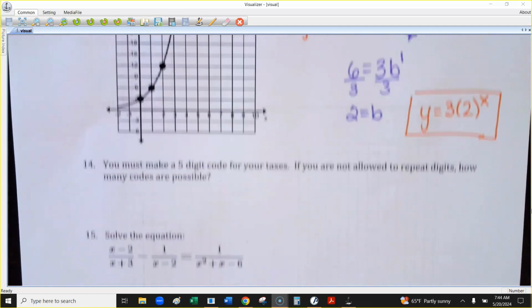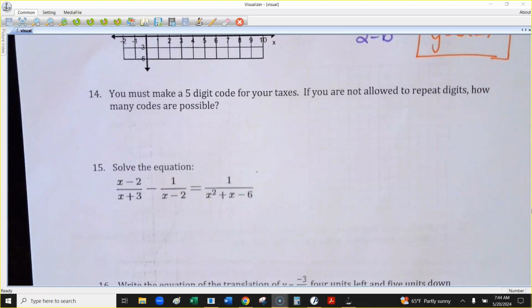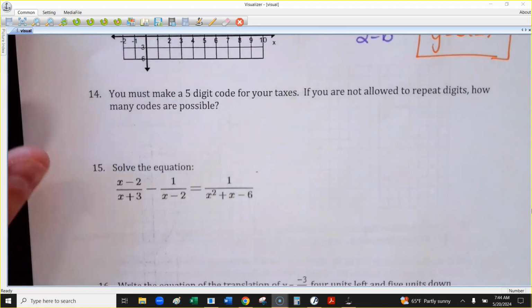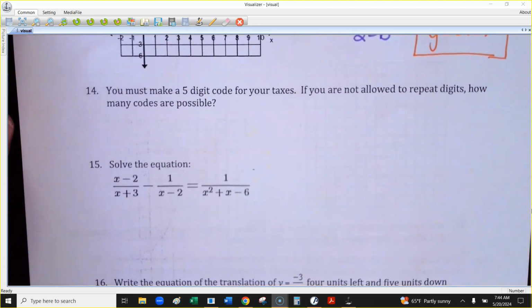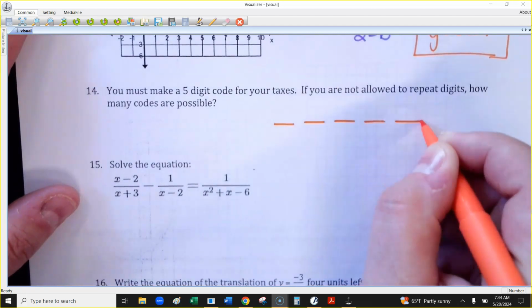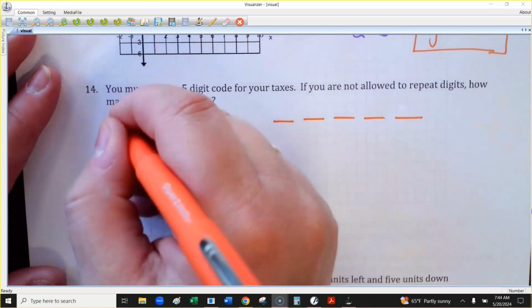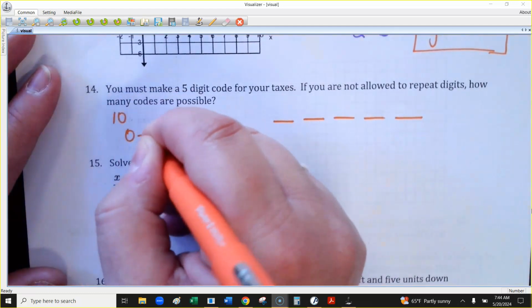Okay. Now, let's see. You have to make a 5-digit code for your taxes, this is actually true. If you are not allowed to repeat digits, how many codes are possible? So I'm just going to make 5 little blanks here, 5 numbers together. So it says you can make 5 digits. How many single digits exist? I think some people messed this up when we did our probability unit. How many single digits do you have? There's 10. And I know that's weird, but it's 0 through 9, so it's actually 10 digits.